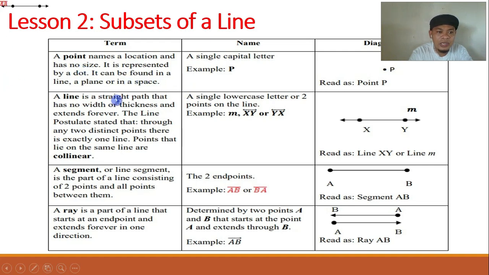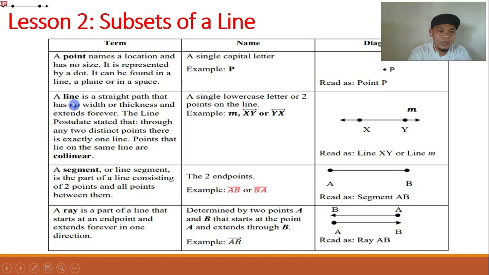It can be found in a line, a plane, or in a space. Since yung geometric figures po natin ay made up of points, so therefore, makikita po natin to sa line, sa plane, or sa space. So, name: a single capital letter. For example, P. Okay, P. So, our point is P. And our diagram, we have here, merong dot at saka P. So, this is point P.